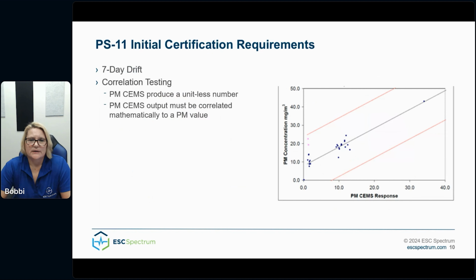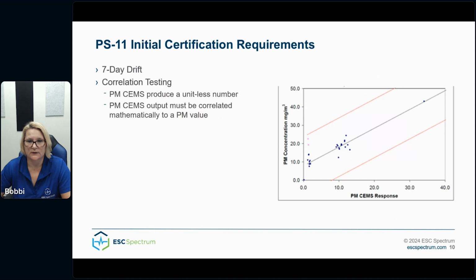So once the monitor is installed, the initial certification is completed under Performance Specification 11. Prior to certification, a conditioning period is recommended. During the conditioning period, the PM CEMS is operated over a period of time to assess the PM response over a full range of operating conditions.